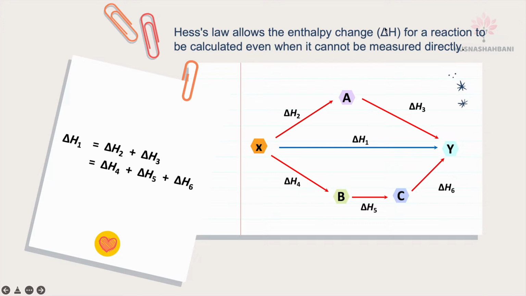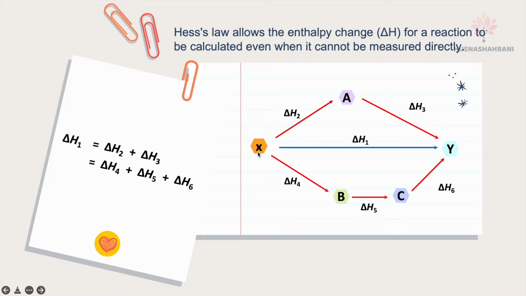We know that delta H means the enthalpy of the product minus the enthalpy of the reactant. So that is delta H. We cannot measure it directly, but we can measure the change of enthalpy for a reaction. For example, here the reactant X becomes the product Y with enthalpy change delta H1. So this is one value, the enthalpy change from reactant X to product Y.